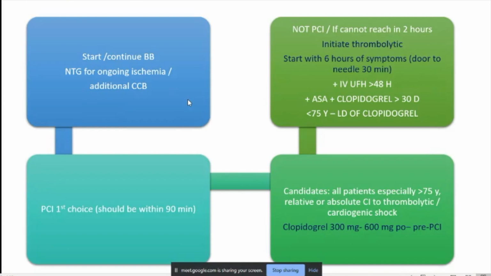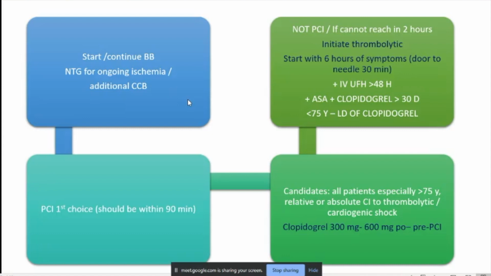So we initiate one of the thrombolytic agents, and we have to start within 6 hours of symptoms. So within 6 hours of symptoms again. This time is really important. If it is above 6 hours, it's not going to work as well. Can we start it after 6 hours? Yes, we can, but the effect is going to be much less compared to starting in less than 6 hours. So we start within 6 hours of symptoms.